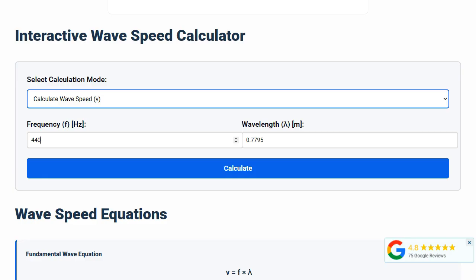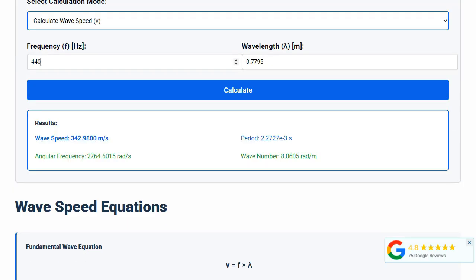The calculator uses the fundamental wave equation, where wave speed equals frequency multiplied by wavelength. Once you click Calculate, you'll see the wave speed result displayed. In our example, this gives us approximately 343 meters per second, which matches the speed of sound in air at room temperature. The calculator works for any type of wave, from ocean waves to radio frequencies.